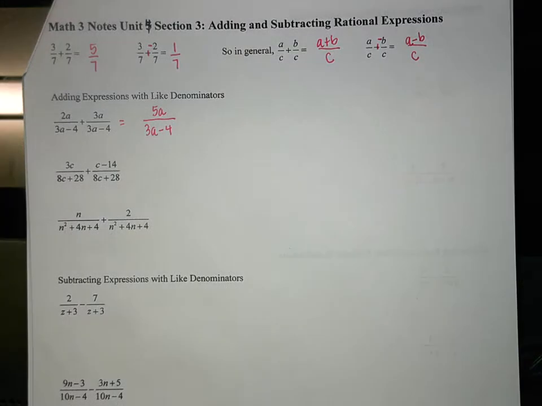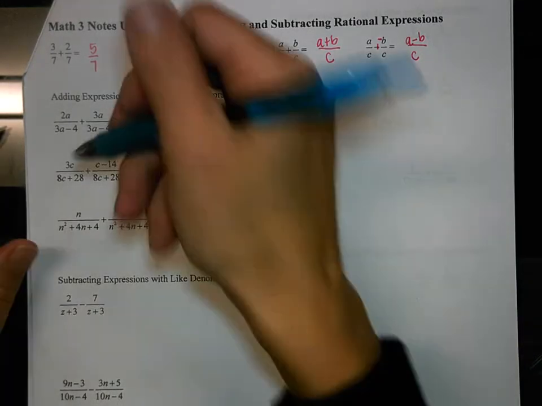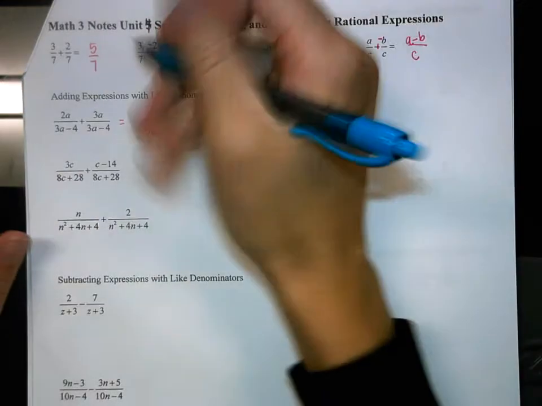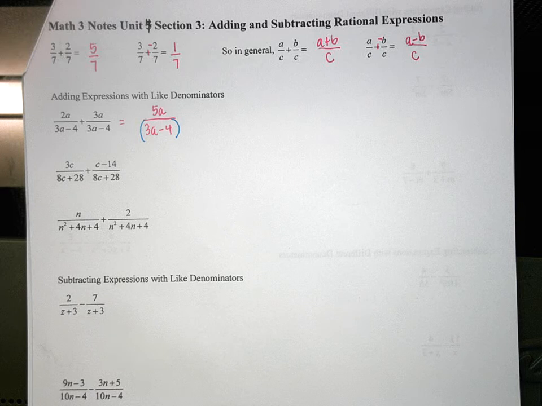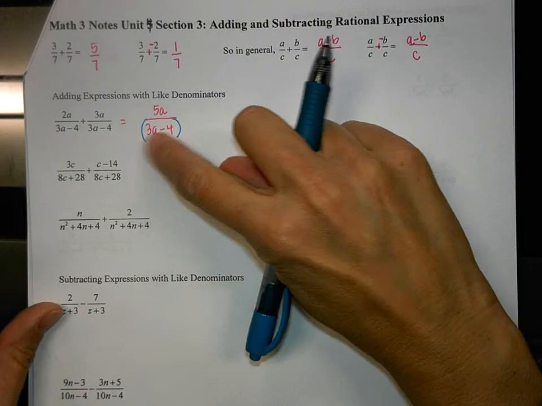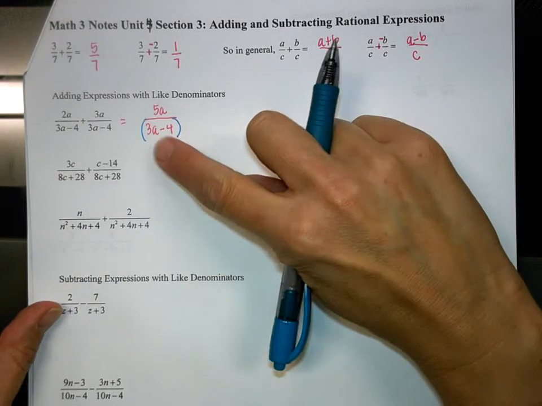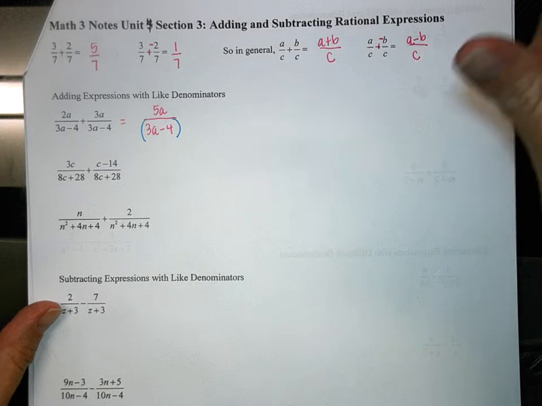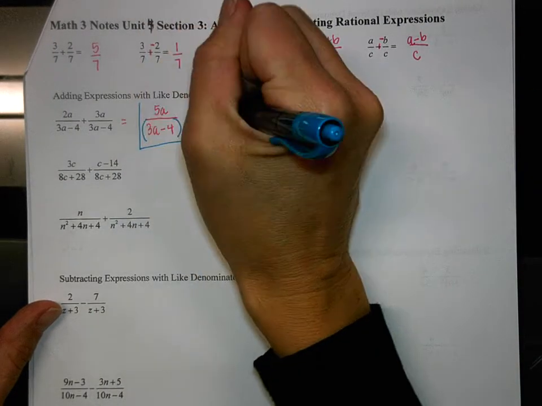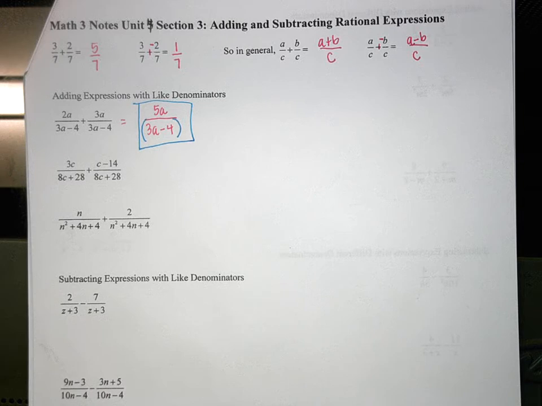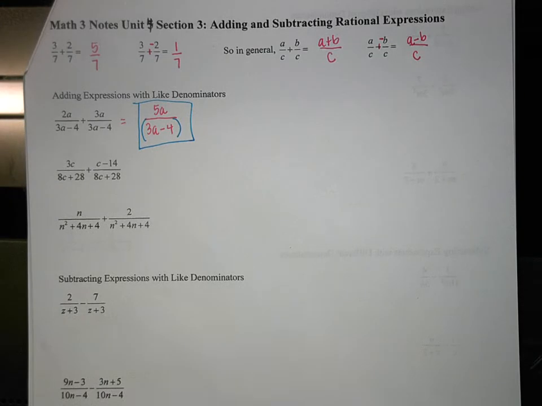Can I reduce anything here? Absolutely not, because we know that anything that is adding or subtracting is stuck together like glue. Unless I could factor something out, I cannot reduce this, unless I have a 3a minus 4, and I don't have that. So this is my answer. Any questions? Okay, next one.